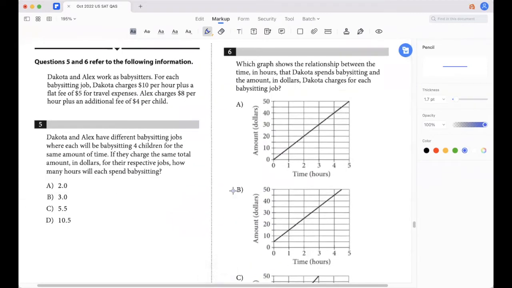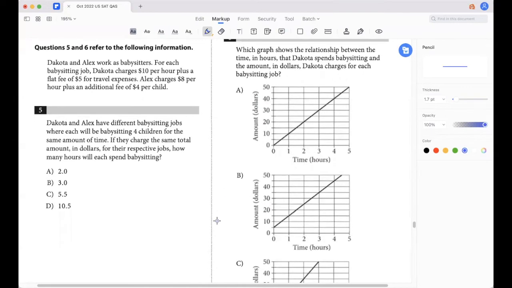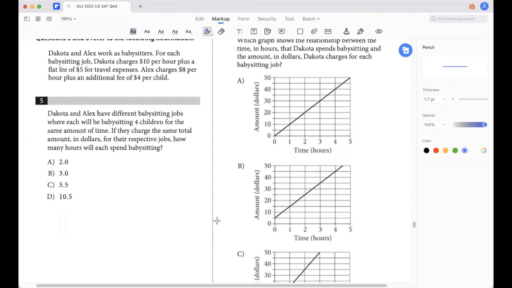Dakota and Alex work as babysitters. For each babysitting job, Dakota charges $10 per hour plus a flat fee of $5 for travel expenses. Alex charges $8 per hour plus an additional fee of $4 per child. Dakota and Alex have different babysitting jobs where each will be babysitting 4 children for the same amount of time. If they charge the same total amount in dollars for their respective jobs, how many hours will each spend babysitting?